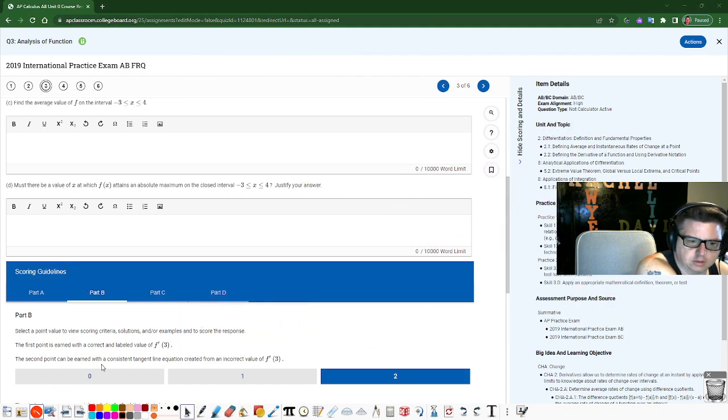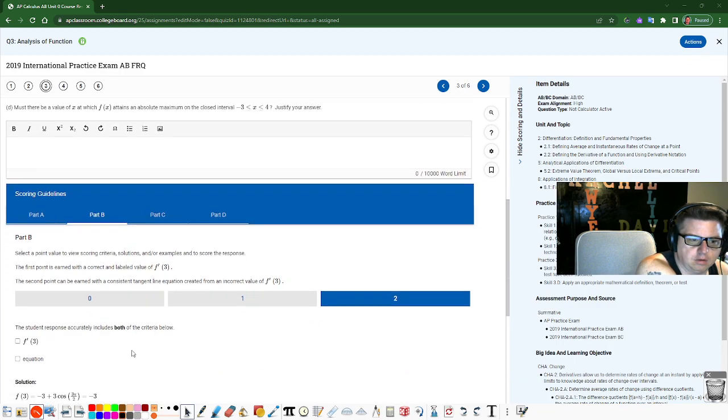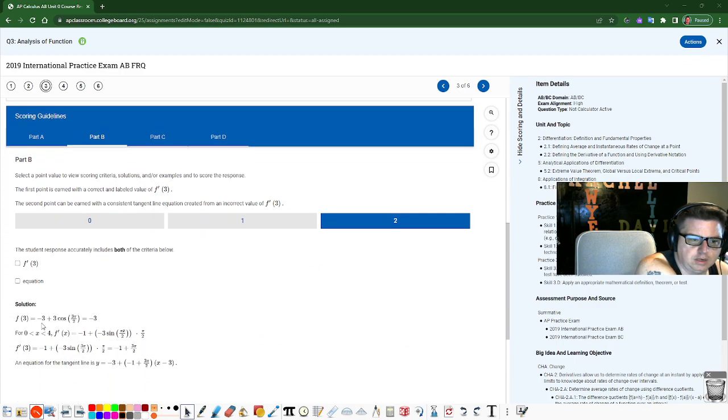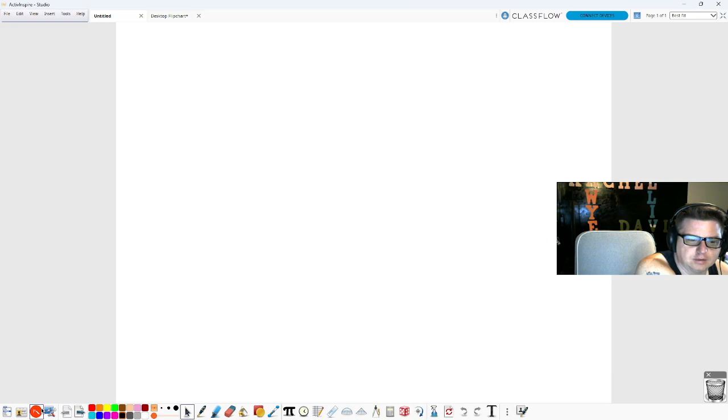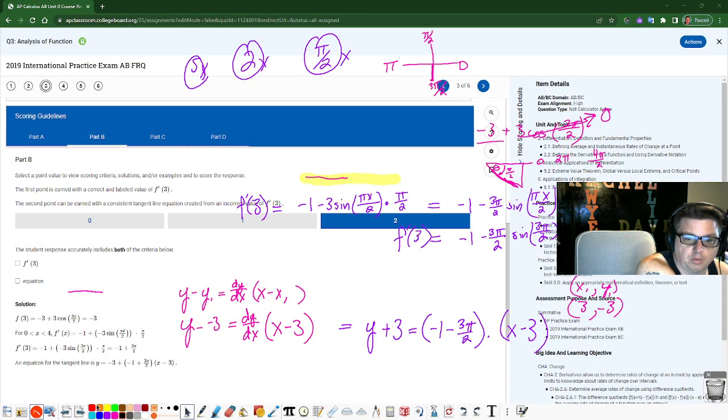The second point is earned with a consistent tangent line equation created from an incorrect value of f prime at 3. So did we... Okay, so f of 3 was -3. We did that okay. We took the derivative and we got that, and then we did this. Awesome. Right in, I bet. Man, I hope they wouldn't do that to me, but I'm sure they would.